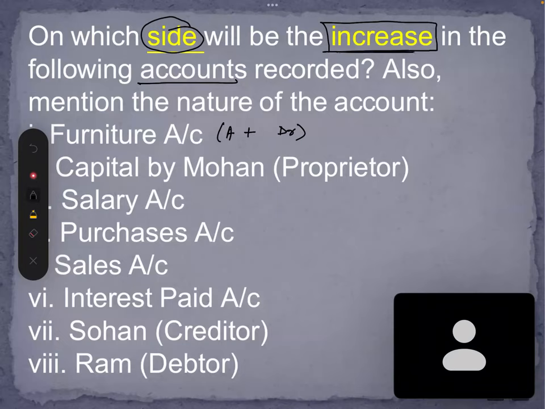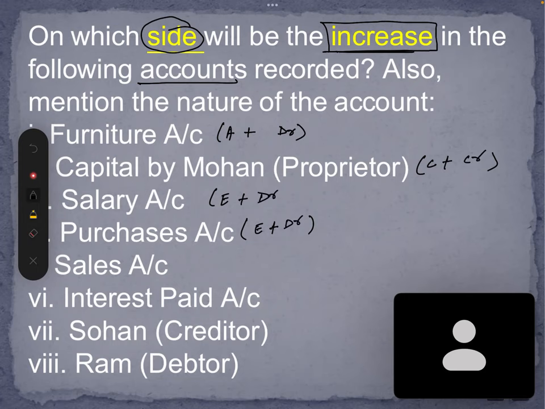Capital, there is increase in the capital. And we learned that whenever there is increase in capital, we should credit it. Salary is an expense. It is increasing, so we should credit it. Purchase, again, it is an expense. We should credit it. Yes or no? Sir, we should debit it. Okay, I'm sorry. Yeah. Sorry. There is an increase in expense, so it should be debited, and capital should be credited.